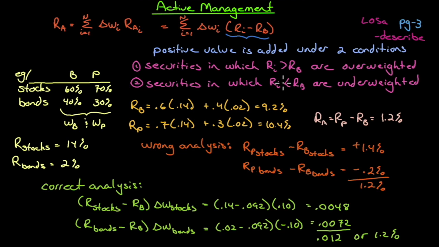So let's do an example, and I'm going to show you the wrong way to evaluate active return, and then I'm going to show you the right way. Now, if I just showed you the right way, you would say, but that doesn't sound very intuitive. That doesn't seem to make a lot of sense.